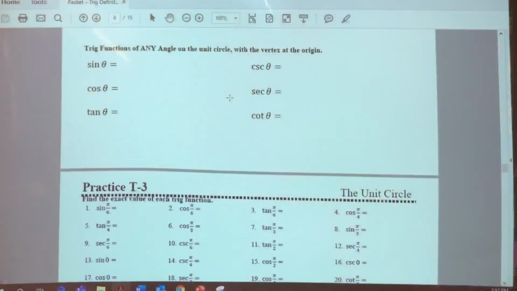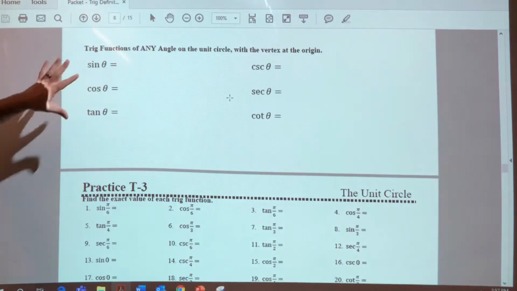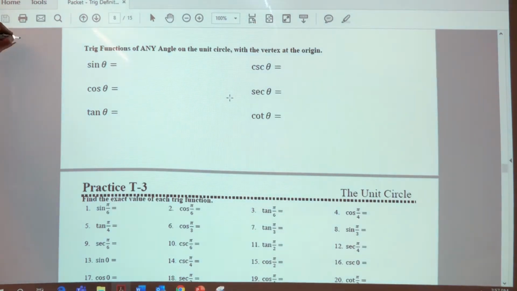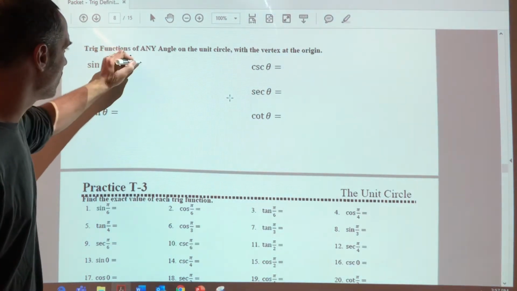x equals negative b plus or minus the square root of b squared minus 4ac all over 2a. So when we're dealing with the unit circle, things change a little bit for the trig functions. We still have our x and our y, but the square root of x squared plus y squared is equal to 1. And so sine is y over 1.